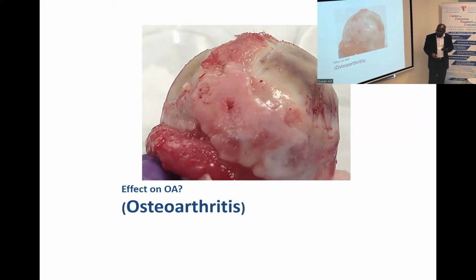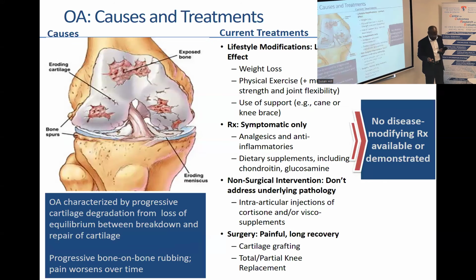Now, I'm going to move to osteoarthritis. And we said, okay, let's move and see what is happening with osteoarthritis. So osteoarthritis, you can see there are a lot of causes. And again, similar to intervertebral disc degeneration, most of the current treatment, all those lifestyle modifications, are symptomatic, basically trying to get rid of the pain. And the surgery, all sorts of surgery that works, but there is no disease modifying treatment that exists.